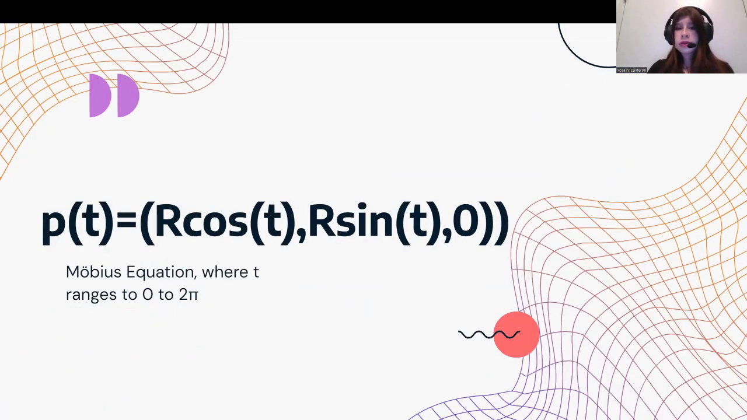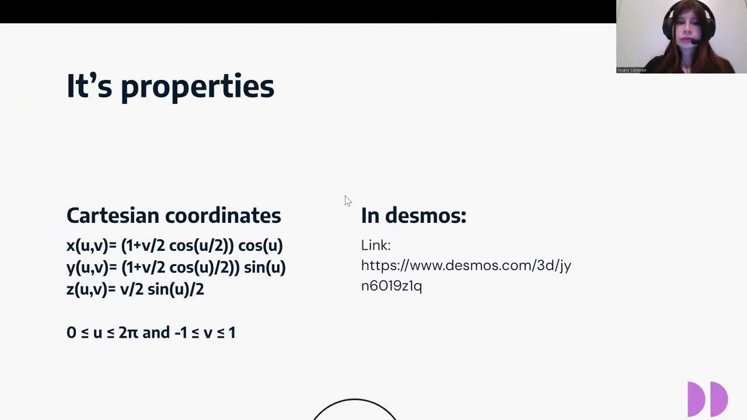This is the equation for it: r cosine t, r sine t, and 0, and t ranges from 0 to 2 pi. Its properties are the Cartesian coordinates, which I have labeled there as the x, y, z coordinates, and it's 0 to 2 pi and -1 to 1.